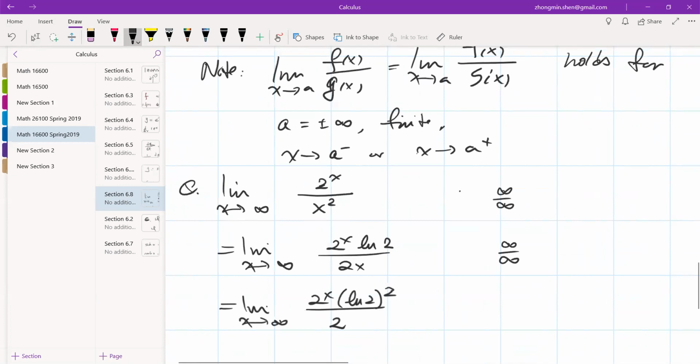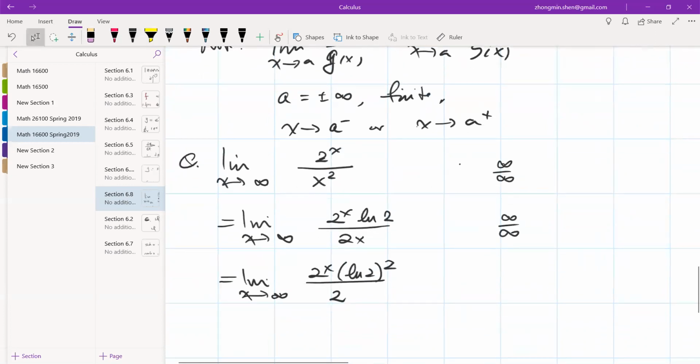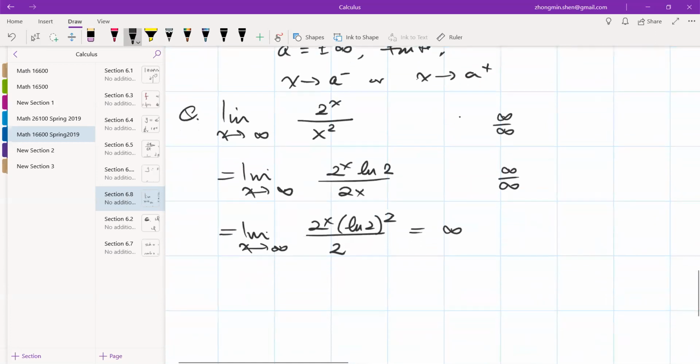Now, this is no longer infinity over infinity type. So you have to stop here, don't use L'Hopital's rule on this function. So just look at this function. The denominator is constant. The numerator is getting larger and larger. Of course, clearly, it is going to be infinity, right? So that's the answer.